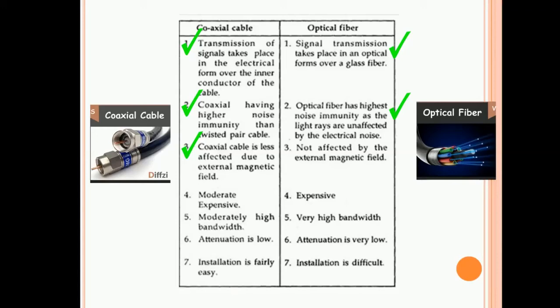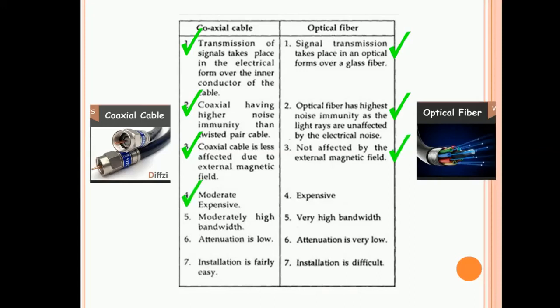Very simple. In your home, if you are using a computer, there is a CPU, a monitor, and a UPS. If you keep all three very close, since the UPS has a very big battery, it has a very big magnetic field. If you keep the UPS near the monitor, the monitor will get affected. Got my point? If any heavy magnet is kept near a monitor, that magnet will affect the display. Like that, the coaxial cable is affected, but only slightly, by the external magnetic field. Whereas if you bring any magnetic substance near the optical fiber, it won't be affected by the external magnetic field.